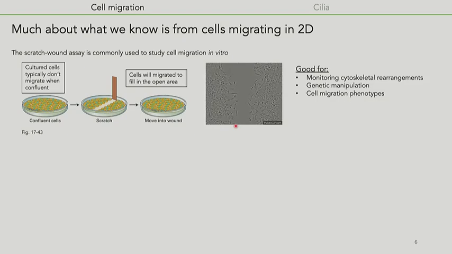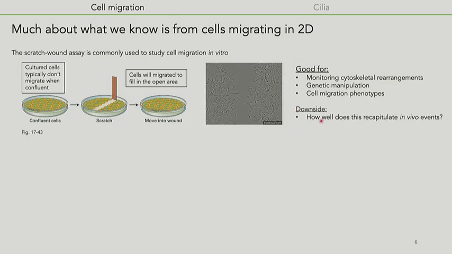The reason why people use this is because it's much easier to look at the cytoskeleton in cultured cells. These cells are quite large typically, and it's easy to manipulate them and look for phenotypes. For example, you could knock down the expression of some gene that you thought was important in cell migration and look to see how well the cells migrate into this scratch. So it's very easy to do, obviously very low tech, and so it's been used in the field quite a bit.